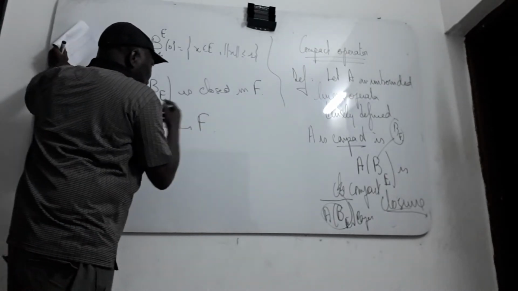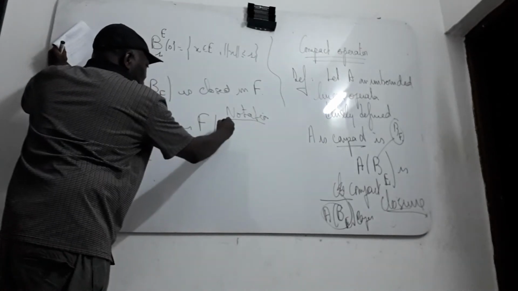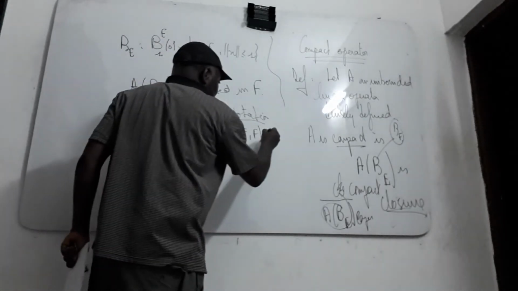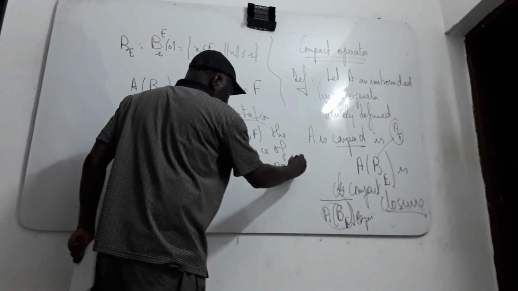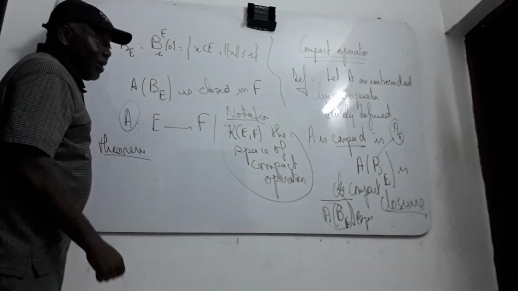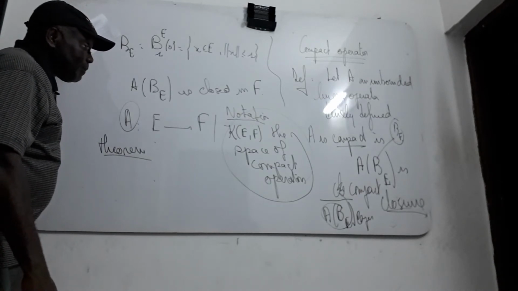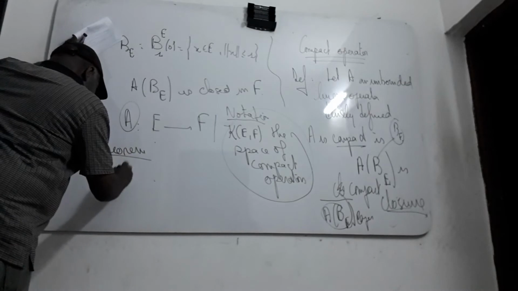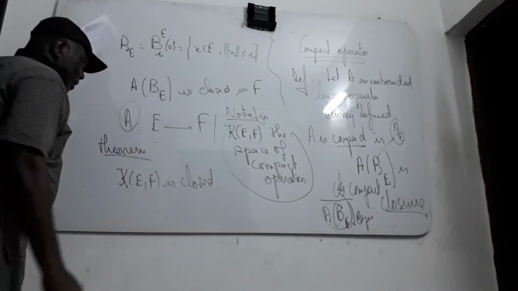Okay, let us first pose the notation. We write K(E, F) for the space of compact operators, the space of compact operators from E into F. We prove that this space K is closed.